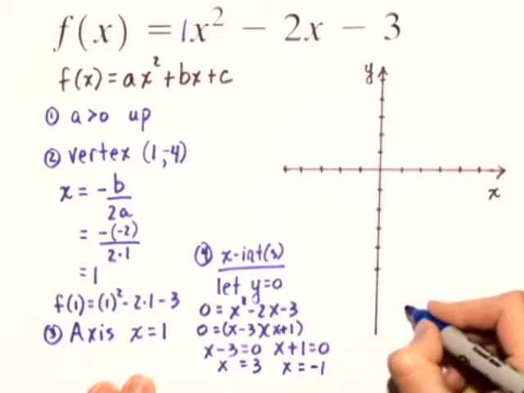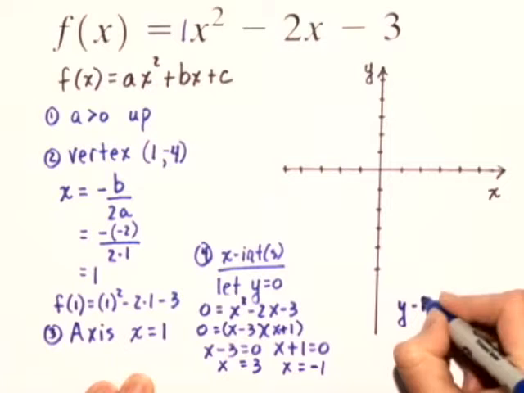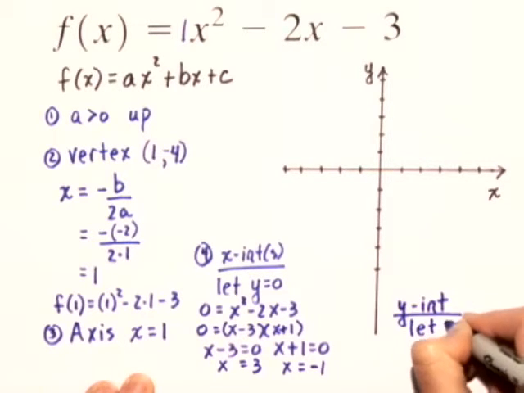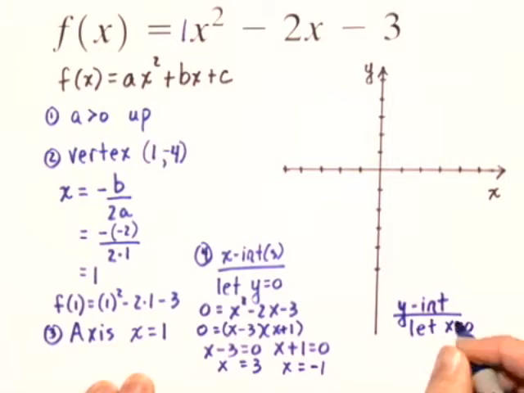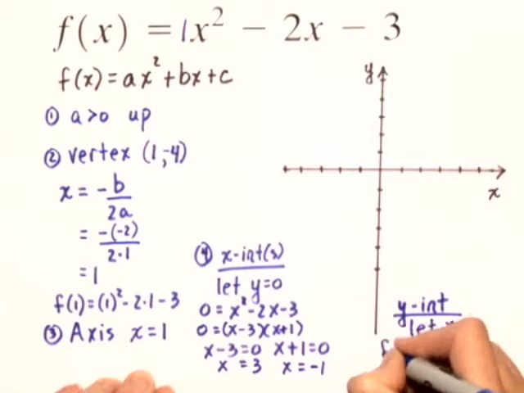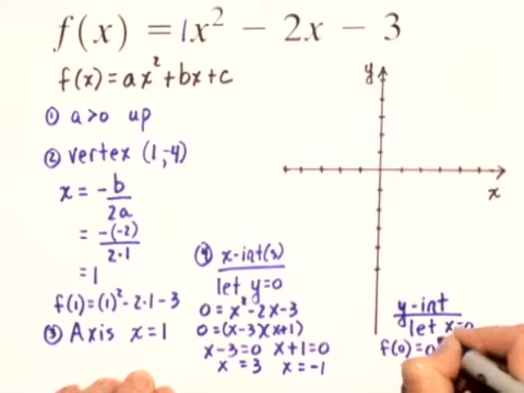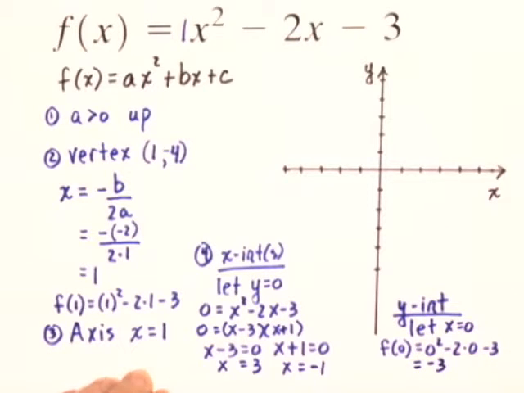Let's also find the y-intercept. The y-intercept we can find by letting x equal 0. If we let x equal 0, that's really finding f of 0. That will be 0 squared minus 2 times 0 minus 3, or simply negative 3. Now we're ready to sketch this quadratic function.